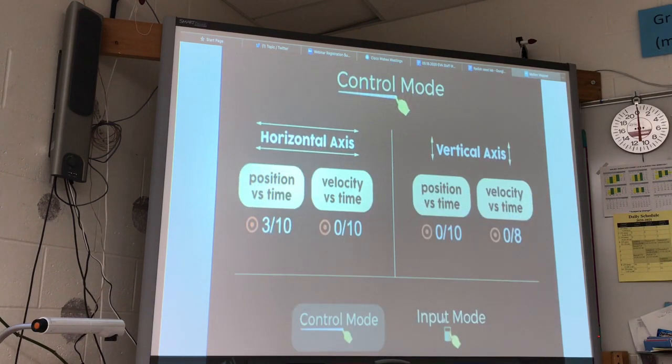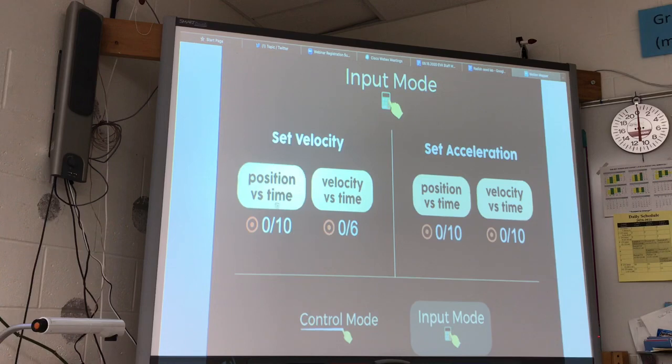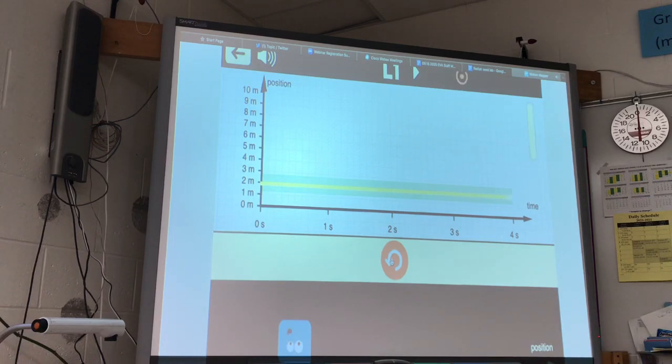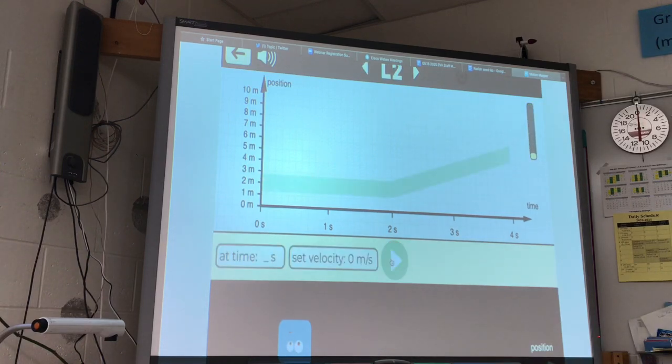The other thing is there's an input mode, and I want you to do velocity, position versus time. Now what you can do is go through and say, I need a position of 2 meters, because that's in the green block, and I need a velocity that's going to match. This is a position versus time graph, so we're looking for slope. Remember, we can calculate slope by rise over run. So I had no slope, which means I had no velocity. But now for something like this, it changes velocity.